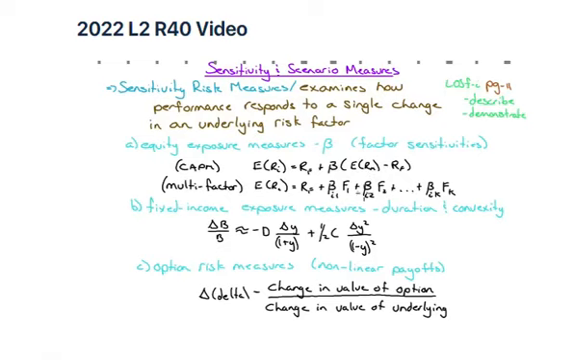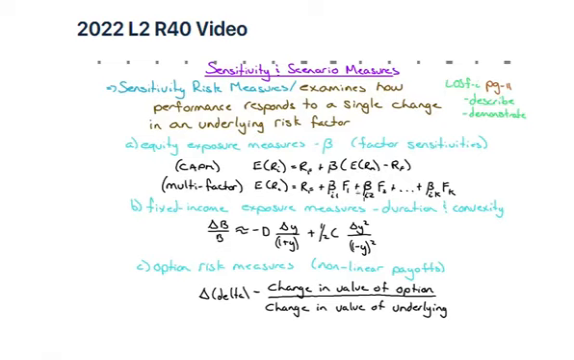For fixed income, what exposure measures do we have there? The big ones are duration and convexity. So this is the change in the bond price over the original bond price. That's a percentage change in bond price, which is approximately equal to a measure of duration plus convexity. We saw that in fixed income.